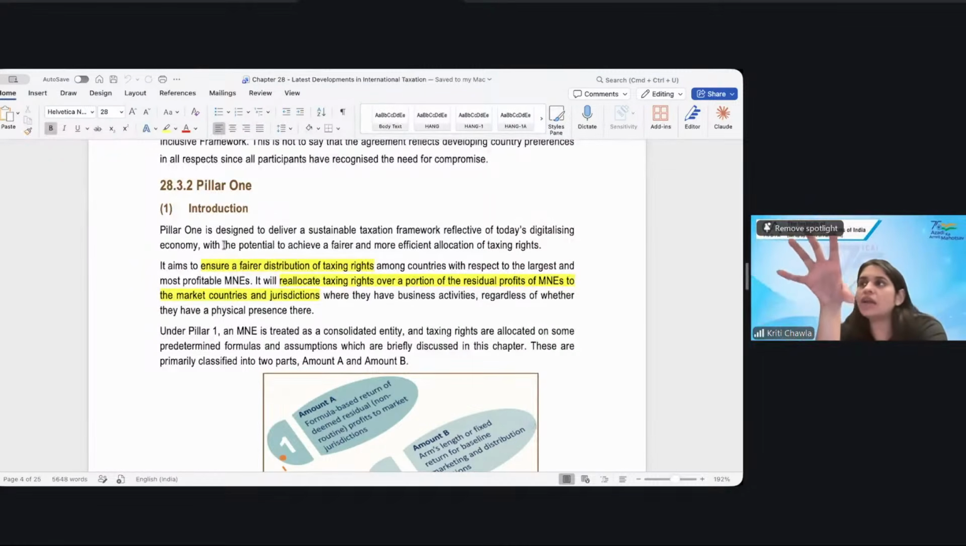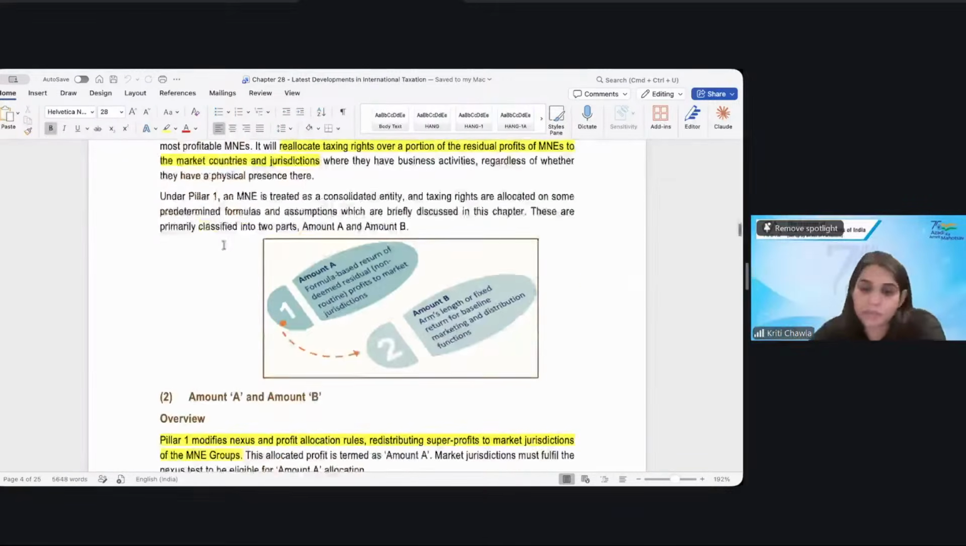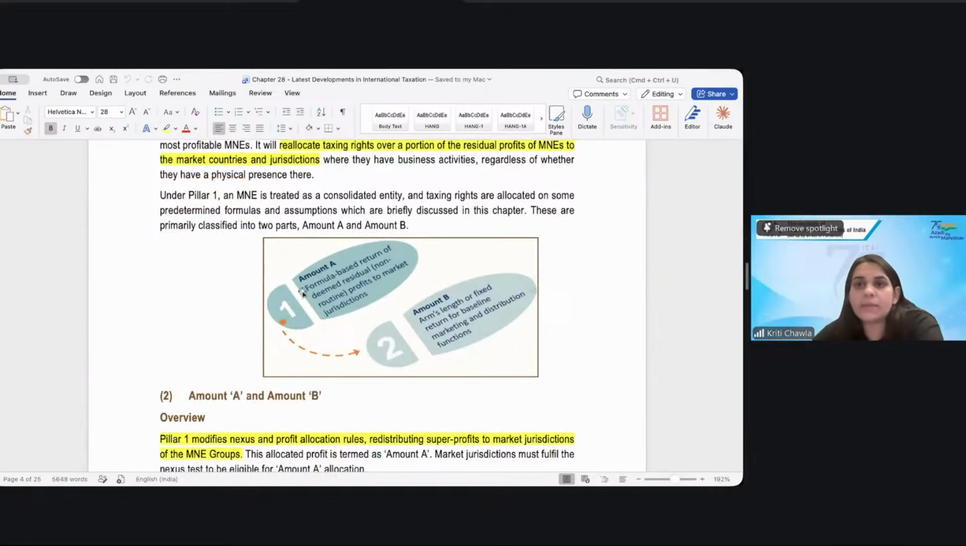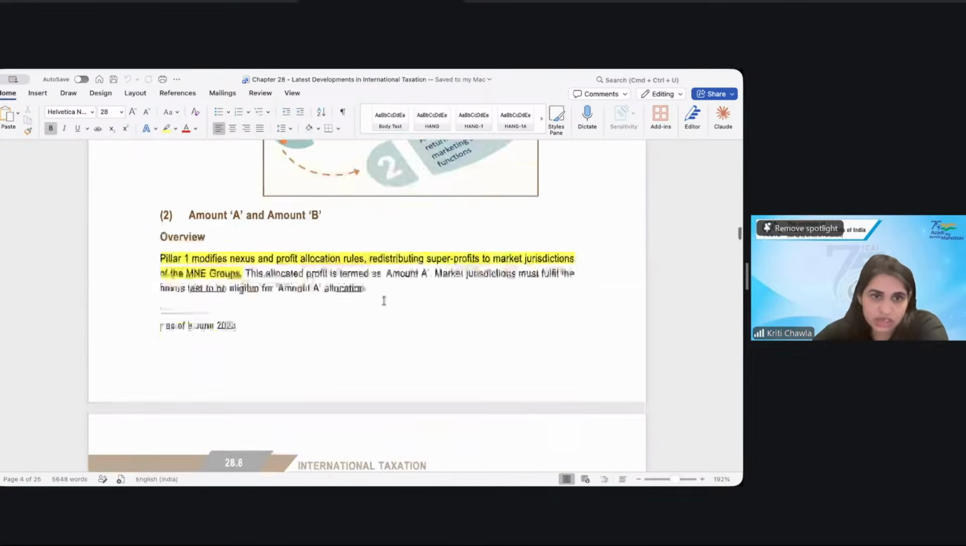So under Pillar 1, a multinational company is treated like a consolidated entity, and taxing rights are allocated on some predetermined formula and assumptions, which we will be talking about. So this is Amount A, and then there is Amount B. Now, on a more holistic level, Amount A is basically a formula-based return of deemed residual profits, which is going to go to the market jurisdiction. And Amount B is an arm's length or fixed return for baseline marketing and distribution functions.